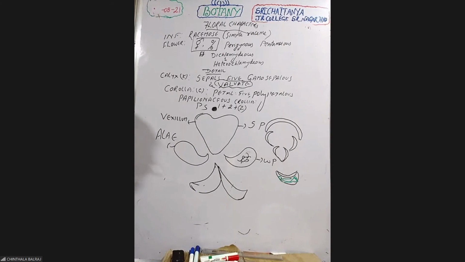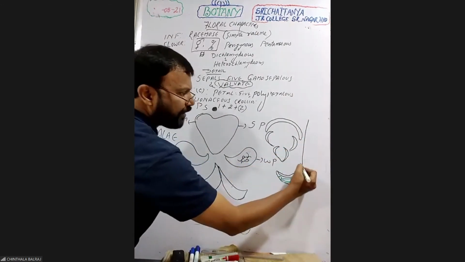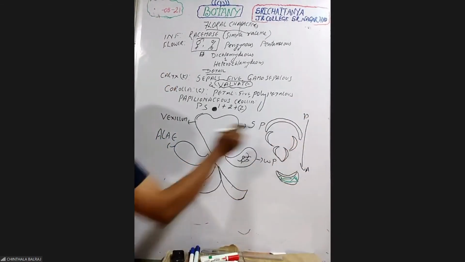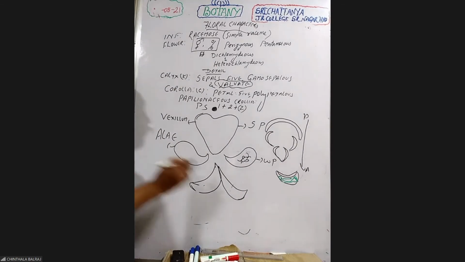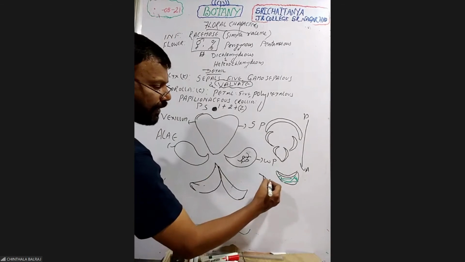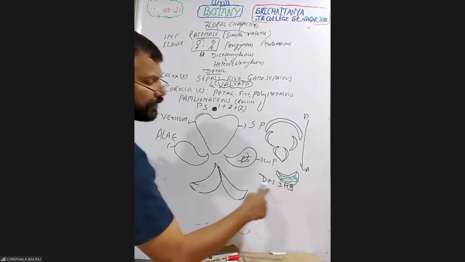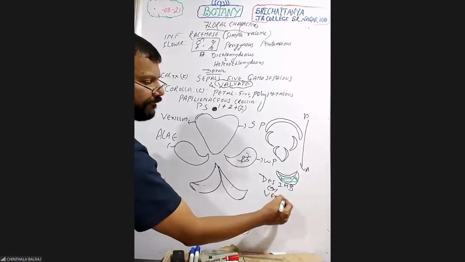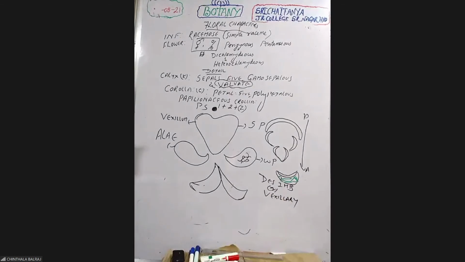So overlapping takes place from posterior end to anterior end: standard petal overlapping wing petal, wing petal in turn overlapping keel petal. This type of distribution is known as vexillary, descendingly imbricate distribution. The word descendingly is missing in your book. Okay? No doubt, no?